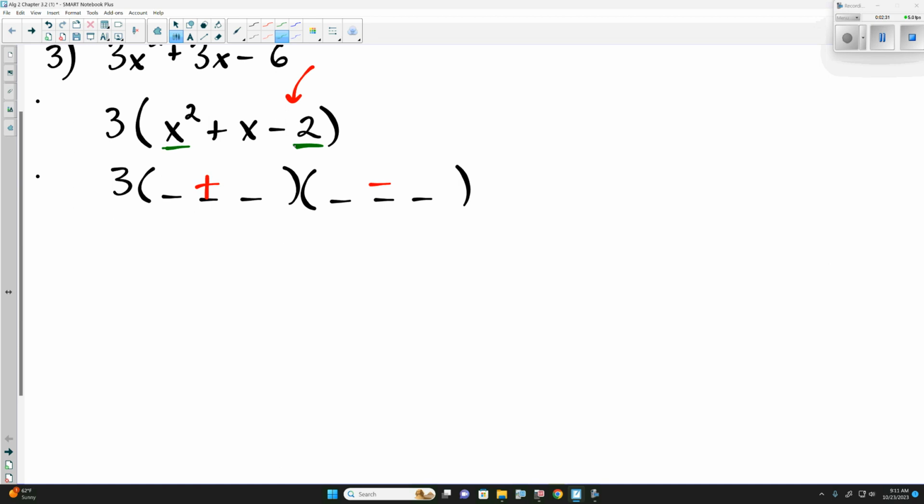That brings us to step number 4, the factors of the first and third term. The only factors of x squared are x and x. Since we don't have a number in front of it other than 1, we're just having x and x. Factors of 2 are 1 and 2, 2 and 1. We can put it in either place. I just pick a spot and put them in. Because our last step, step number 5, is to check.